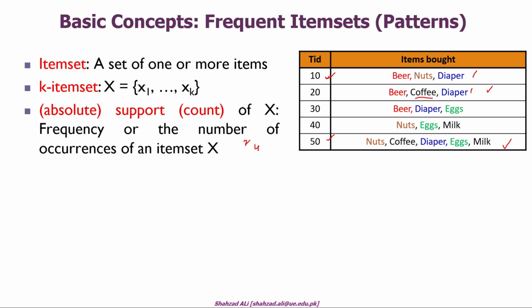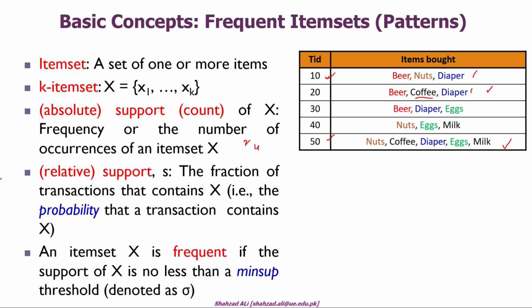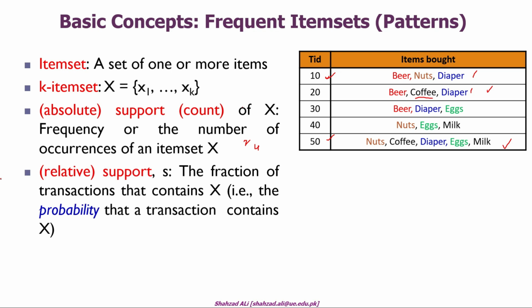Similarly, you can also use relative support, that means the fraction of the transactions. For example, there are a total of 5 transactions and 4 of them contain diapers. So the relative support for diaper is 4 by 5, which is around 80%. Similarly, what is the relative support for beer? We have to calculate the number of occurrences of beer. It occurs 3 times, and the total number of transactions is 5. So 3 over 5 is the relative support of beer, which is 60%.